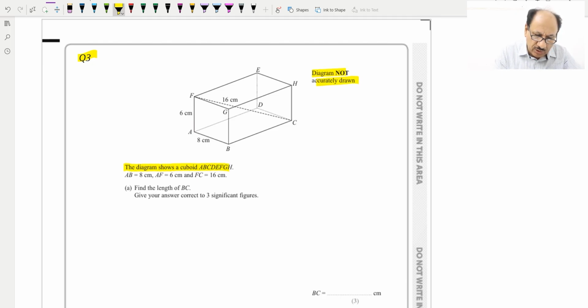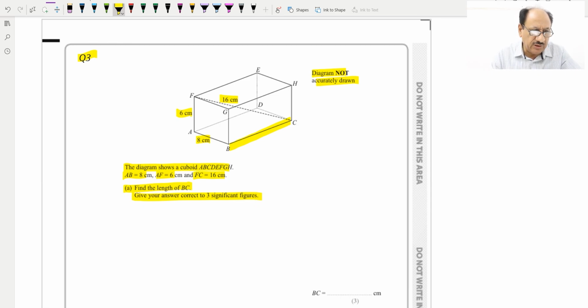The diagram shows a cuboid ABCDEFGH, and AB is 8, which is this one, AF is 6, and FC is 16 centimeters. So they have provided this FC value. Find the length of BC. So BC length is this length which is required. Give your answer correct to 3 significant figures. So we need to find this one.